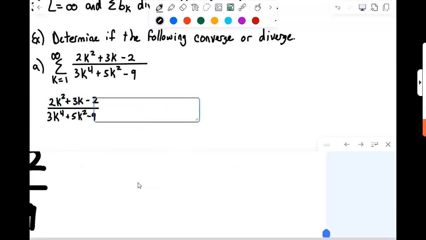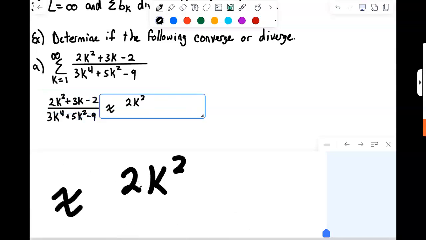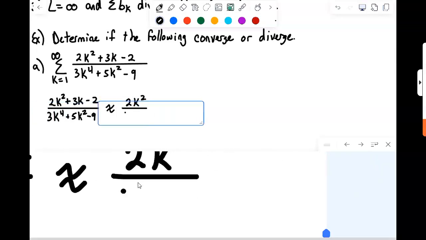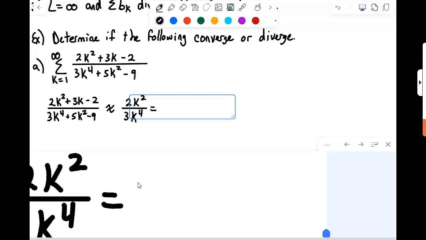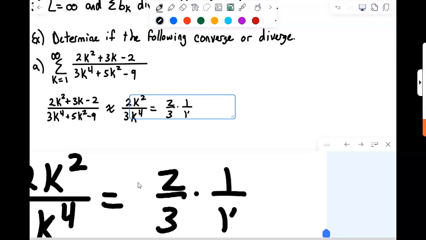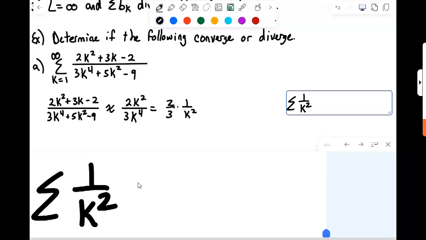As it gets really, really big, the only things that matter are the leading terms, 2k squared and 3k to the fourth. That will simplify to 2 over 3 times 1 over k squared. And we know something: 1 over k squared, which is 1 over k to the p, is a p series, and p is greater than 1. So we know that thing converges.